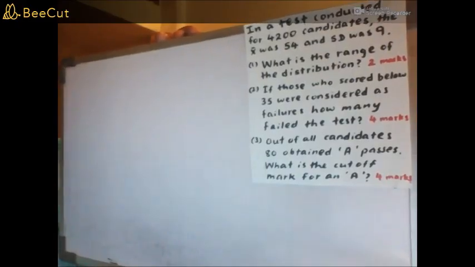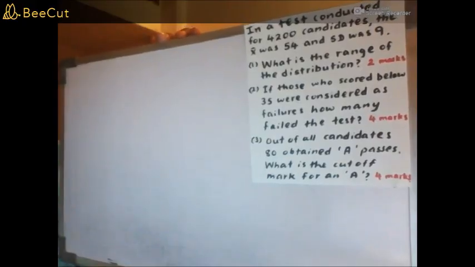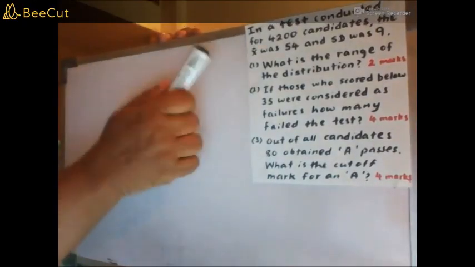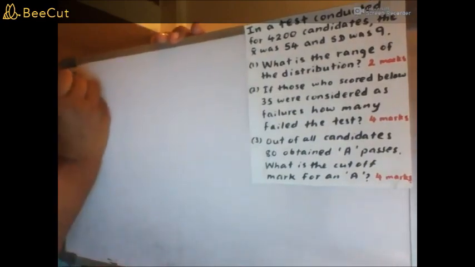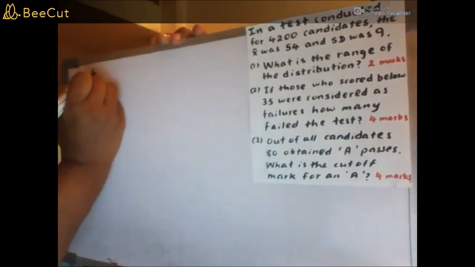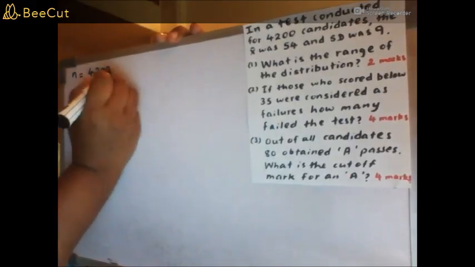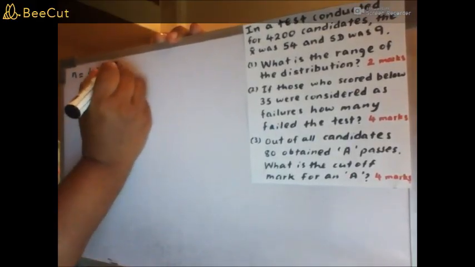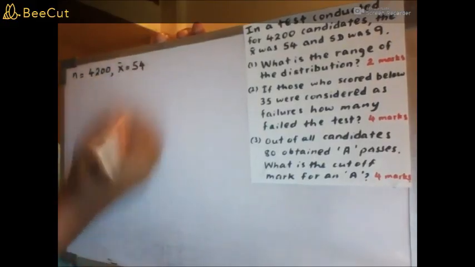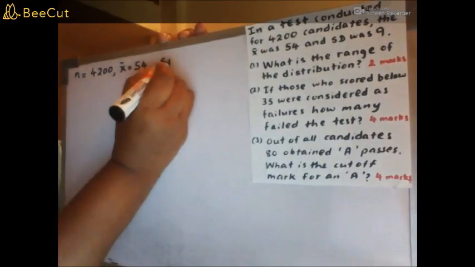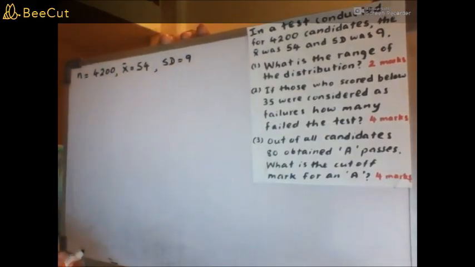There are 3 or more methods to get the range. We'll discuss 3. Before that, we'll write the information. What is our N? N is 4,200. It's easy if you write this down. Then X bar is 54, and SD is 9. First question.